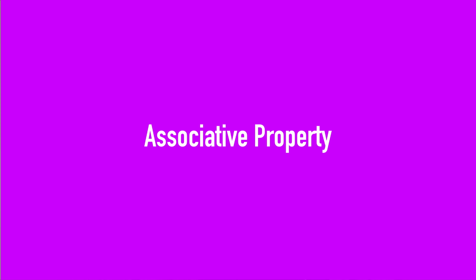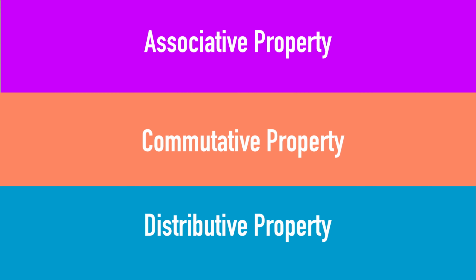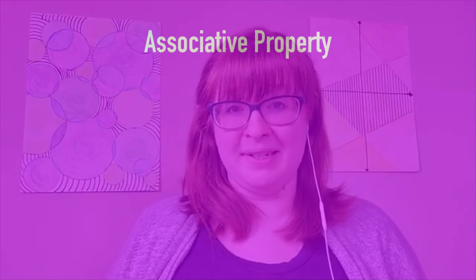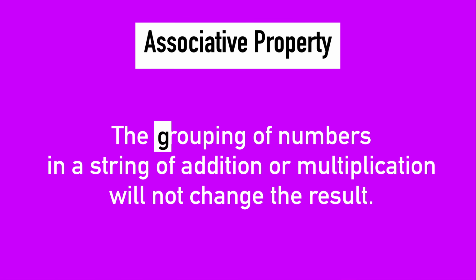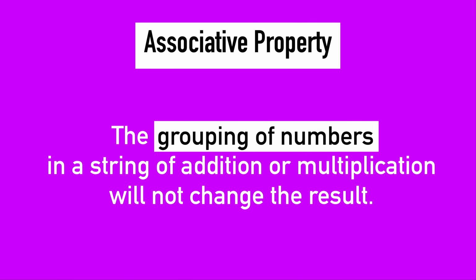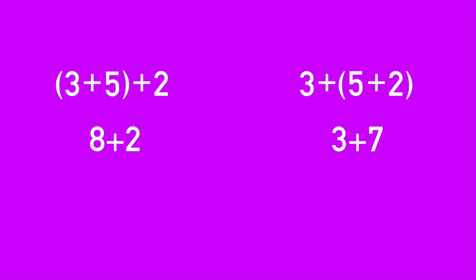The 3 laws we are talking about today are the associative, commutative, and distributive properties of algebra. We associate with people that are in the same group as us. So, the associative property states that the grouping of numbers in a string of addition or multiplication will not change the result. For instance, the sum of 3 and 5 plus 2 has the same result as 3 plus the sum of 5 and 2.